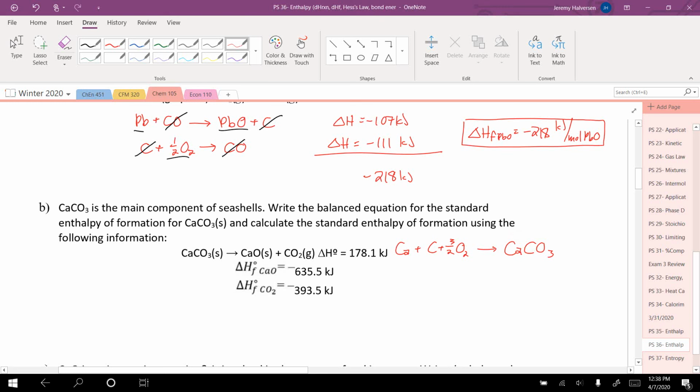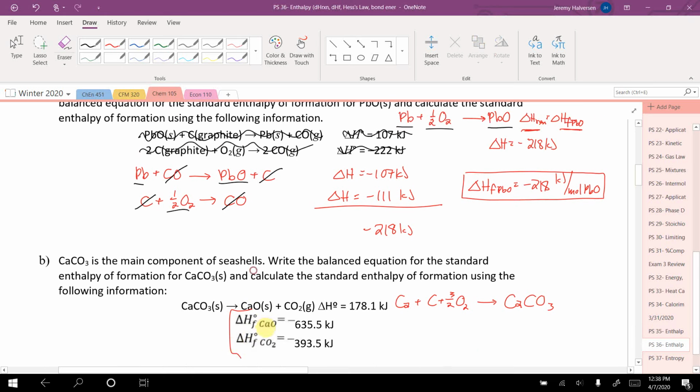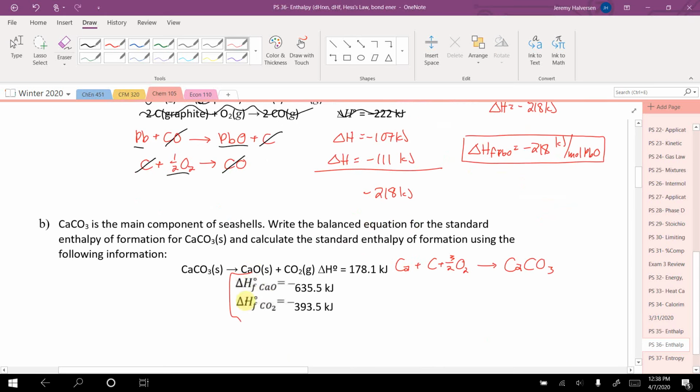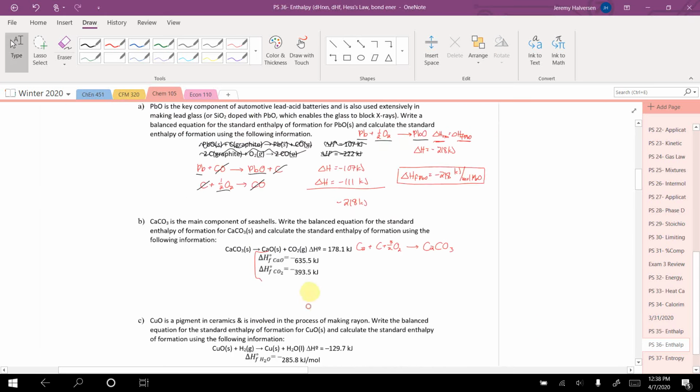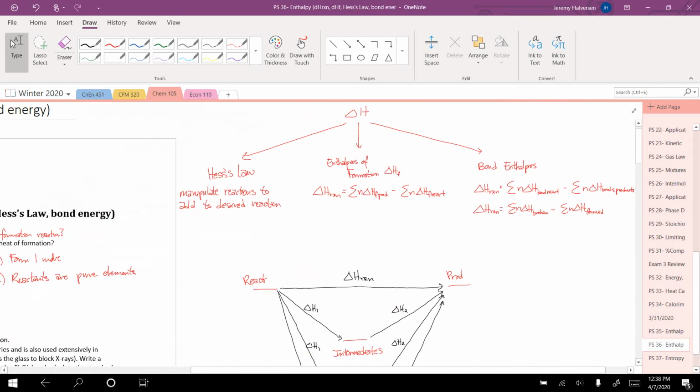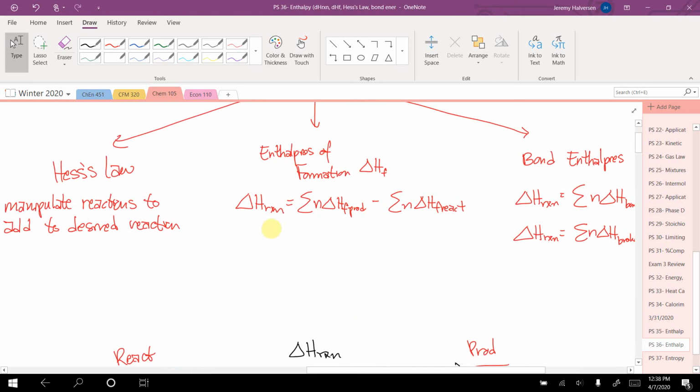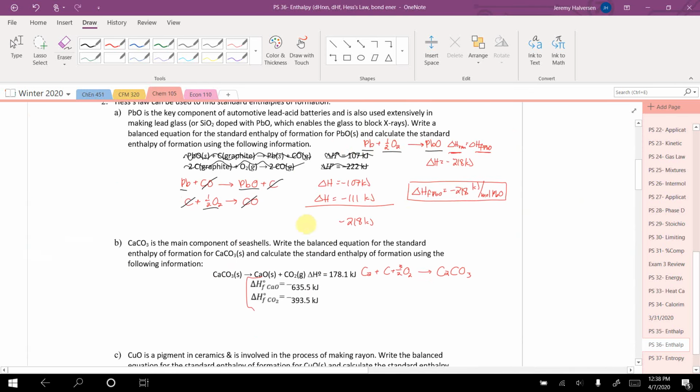Calculate the standard enthalpy of formation using the following information. Now in this case, what do they give us? In this case, they give us enthalpies of formation. Here they gave us equations. Here they give us enthalpies of formation. So we're not going to use Hess's law here. We're going to use our enthalpies of formation. Again, remembering the delta H of any reaction is the sum of the enthalpies of formation of the products minus the sum of the enthalpies of formation of the reactants.